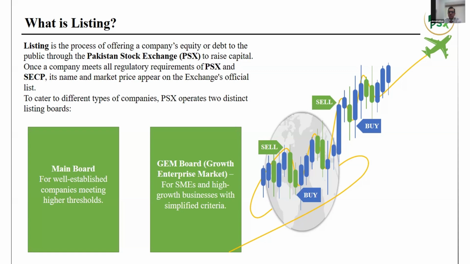Now we have two boards with us. One is the main board, which is for the well-established and large cap companies, and the other is the GEM board, which is for the upcoming companies, medium companies, and startups.